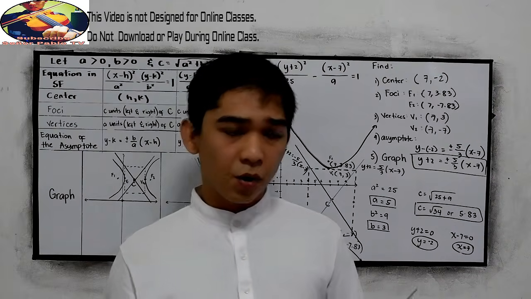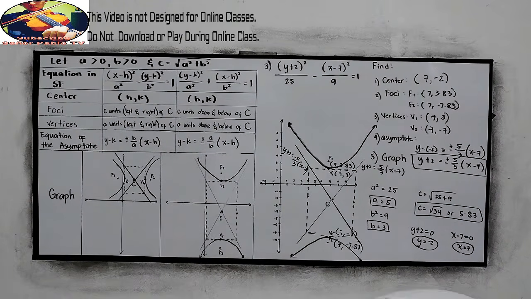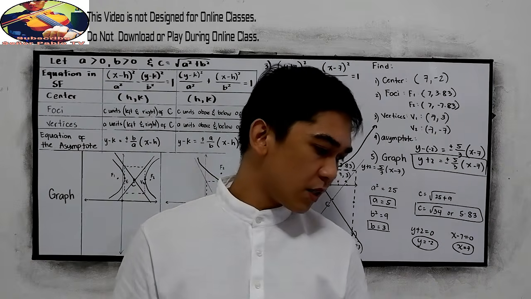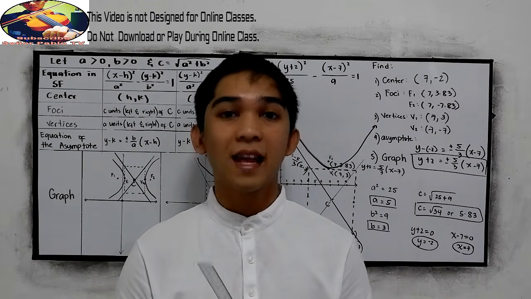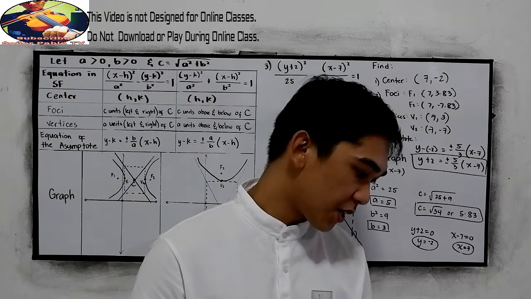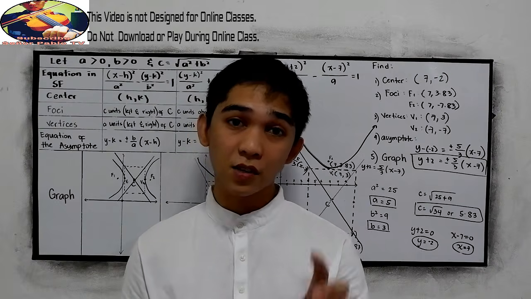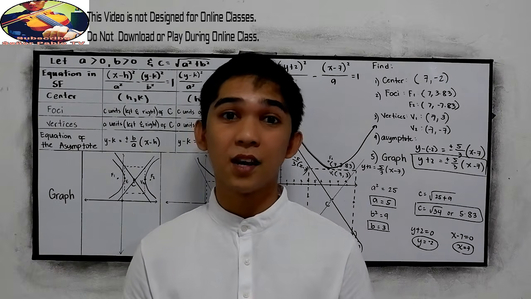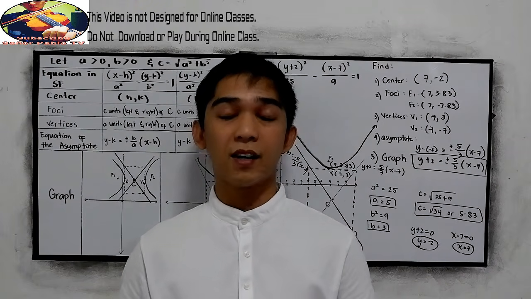Your next example will be, what if the given is the foci and the distance of the foci to the center, and given the vertices or the coordinates of the foci. That will be your next lesson.